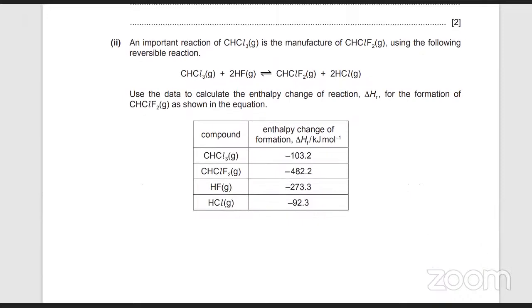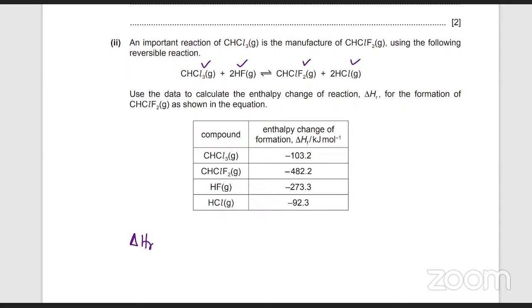Let's ignore that. It says use the data to calculate the enthalpy change of the reaction for the formation of this thing. If you're given the enthalpy of formation of all the reactants and products, so this is -10 point something, -273 for HF, all of them are given, right? So what is the formula? Product minus reactant.